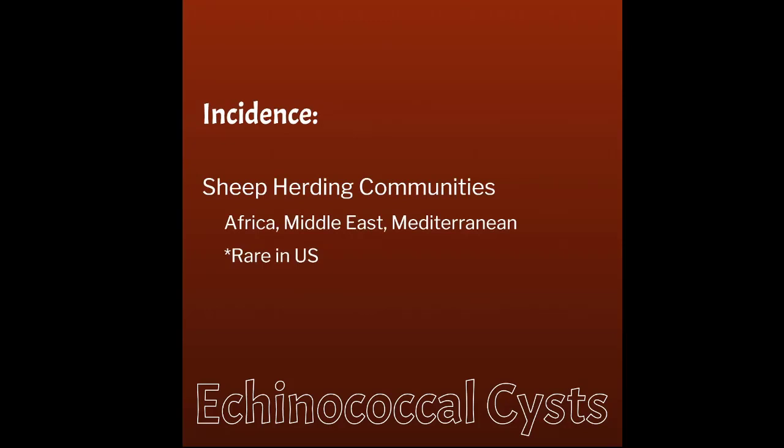Now, one of the hallmark things to know about echinococcal cysts is that these are more likely to be found in people who are in sheep herding communities. So we're talking about Africa, Middle East, or the Mediterranean. These are very rare in the US. And the sheep herding and echinococcal cysts just have to go together in your mind. It's going to be probably on your boards. I don't know why. They love this question. Echinococcal cysts, sheep herding communities.